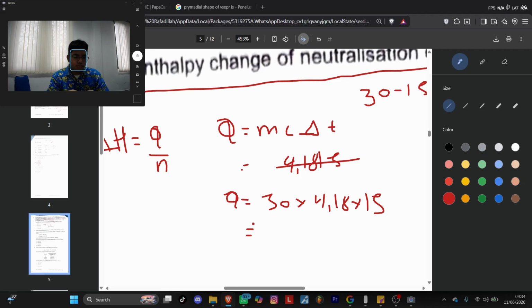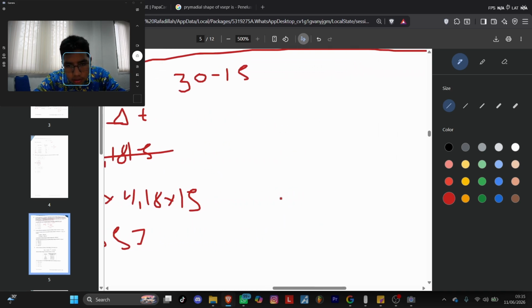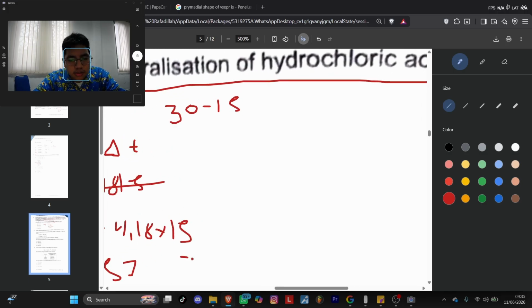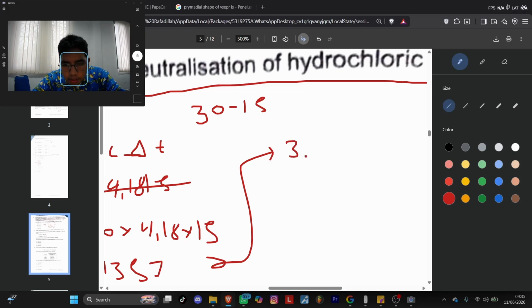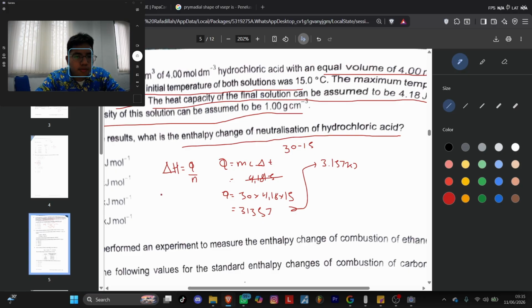I would like to show that the how can be reduced. 3,135 joule. We want to convert it into kilojoule because enthalpy change is used in kilojoules, right? So it is equal to 3.135 kilojoules. And then we need to find the mole.